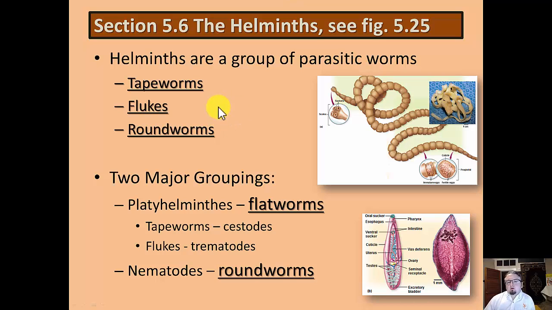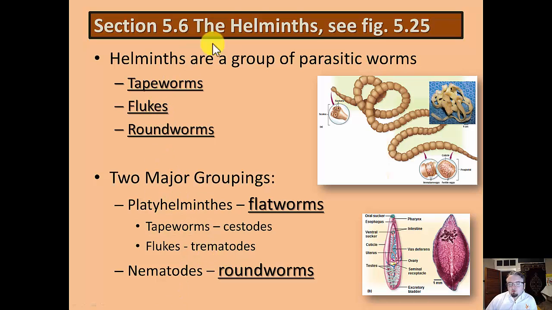Okay, last group that we'll talk about here are called the helminths. Helminths are parasitic worms, and they tend to come in one of three forms: tapeworms, flukes, and roundworms. And there's actually really two major groupings here, which are the flatworms, which include tapeworms and flukes, and then the nematodes, which are roundworms. So the term platyhelminth is a more technical term to describe flatworms, and the term nematode is a more technical term to describe roundworms. In fact, these are actually animal groupings. These are some of the major animal phyla that these are listed within.